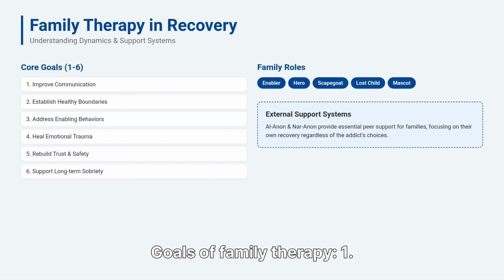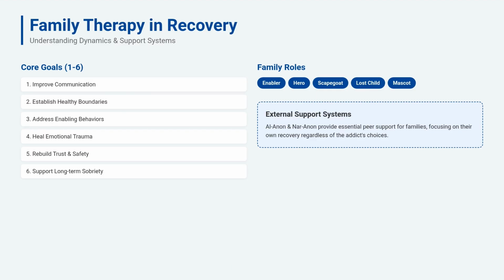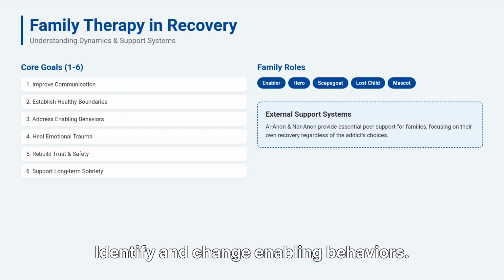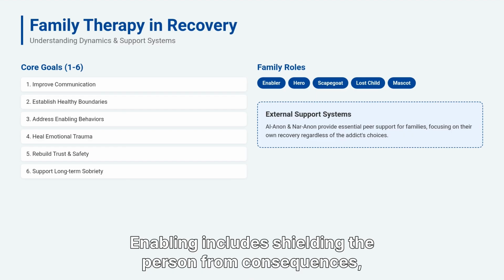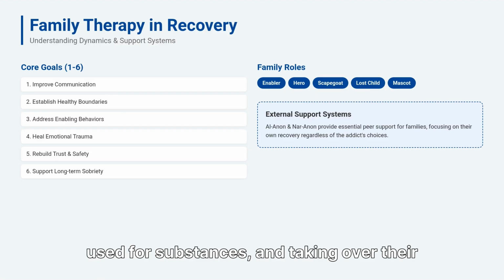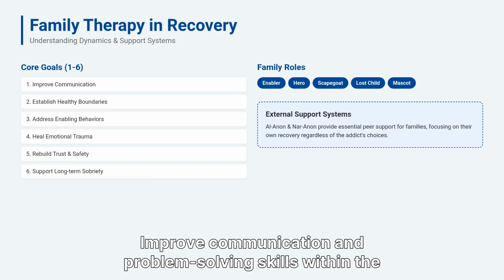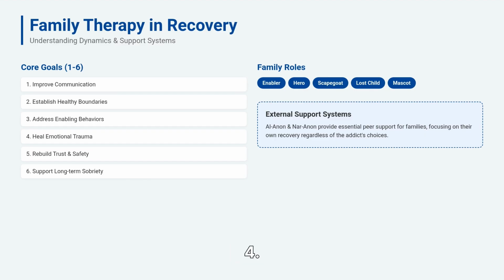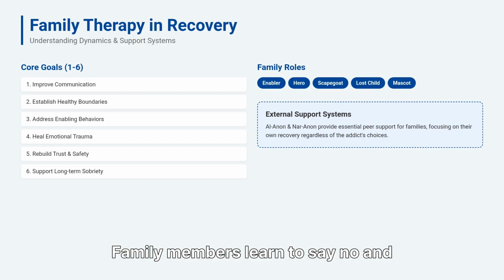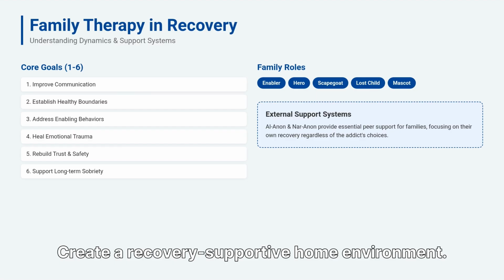Goals of family therapy. 1. Educate the family about addiction as a medical condition, not a moral failing. 2. Identify and change enabling behaviors. Enabling includes shielding the person from consequences, making excuses, giving money that may be used for substances, and taking over their responsibilities. 3. Improve communication and problem-solving skills within the family. 4. Address family trauma and resentment that has built up over time. 5. Build healthy boundaries. Family members learn to say no and take care of themselves. 6. Create a recovery-supportive home environment.